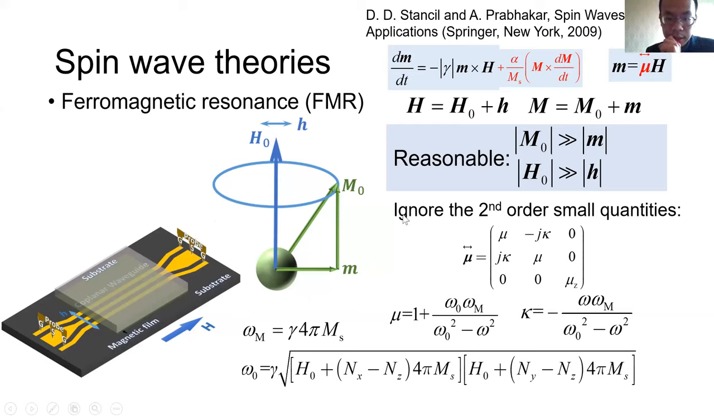And secondly, here we need to ignore the second order small quantities. It means that the microwave components are much smaller than the static components here, and the two vectors are perpendicular. Generally, for example, the static field might be 100 oersted, and the RF field is usually less than 1 oersted. Under that condition, we can ignore the second order small quantities. Then we can get some FMR information. If the RF field is very large, the nonlinear effect would happen here.